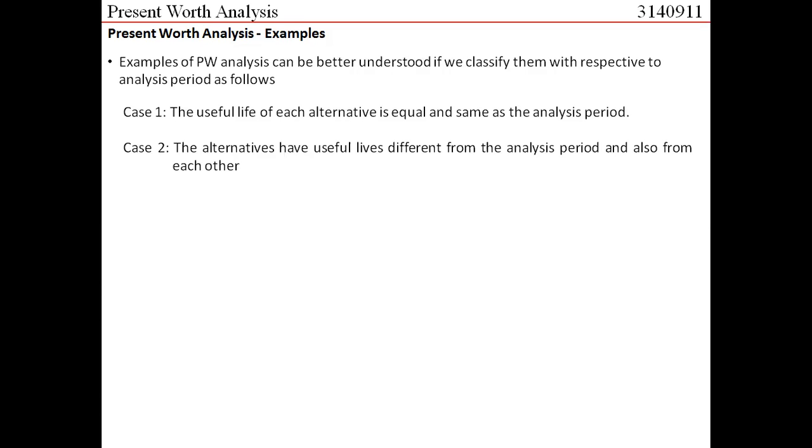Now, the useful life of machine A is maybe 4 years, the useful life of machine B is 6 years, and my analysis period is 8 years. So here, the useful lives are different from one another for each alternative, as well as different from the analysis period. So this is our case 2. This is relatively difficult, or I would say complex, to handle compared to case 1.